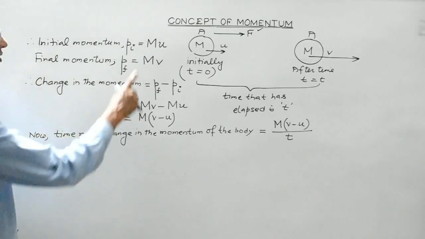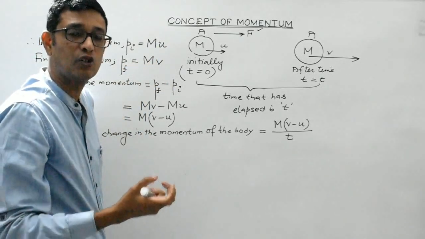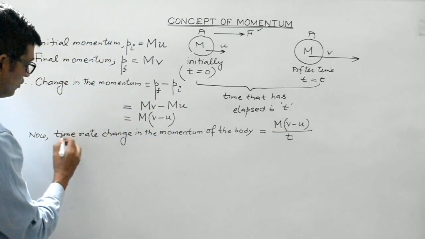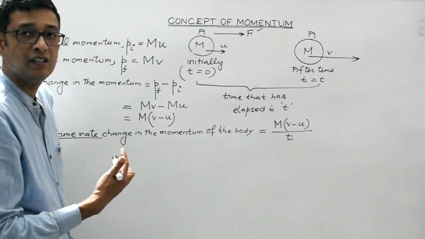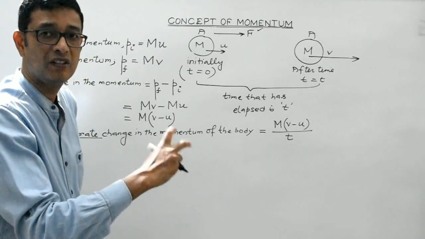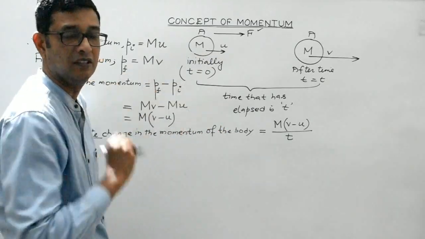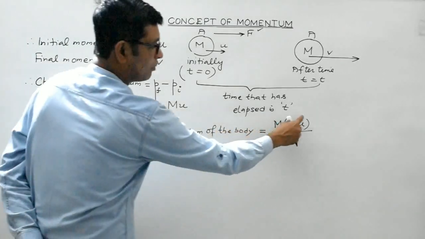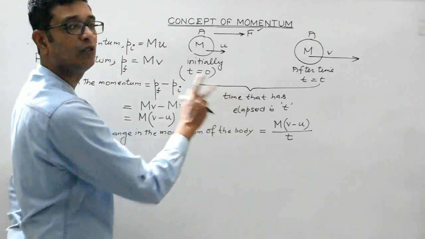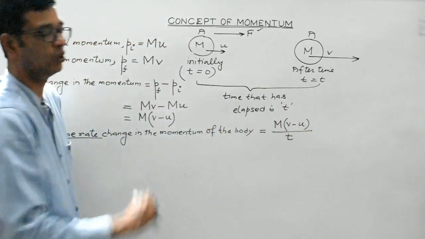Again, I repeat, students, this is the initial momentum, this is the final momentum. Change in the momentum would be equal to the final momentum minus the initial momentum. And time rate of change means the change in the momentum of the body divided by the time during which that change has taken place, the time taken by that change to happen. So change in the momentum divided by the time will give us the time rate of change in the momentum of the body. Clear?